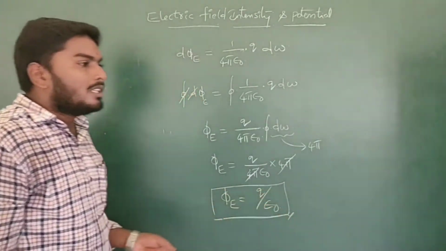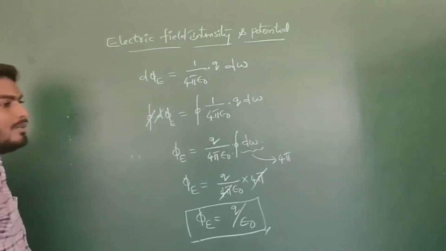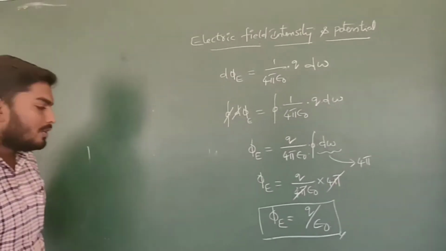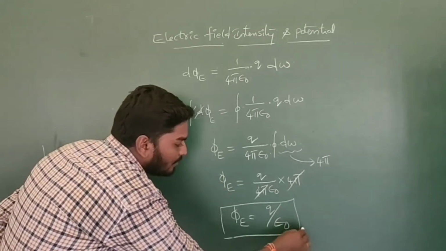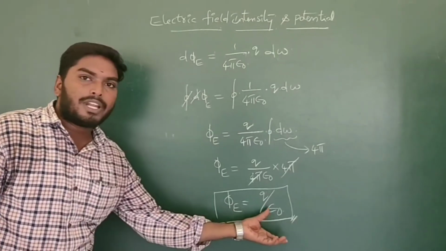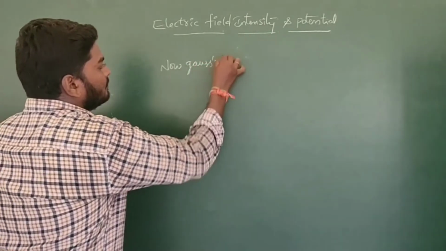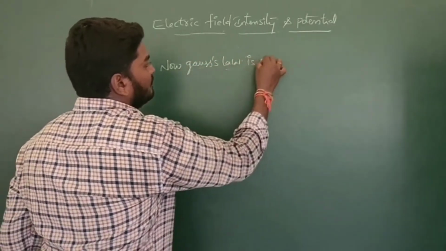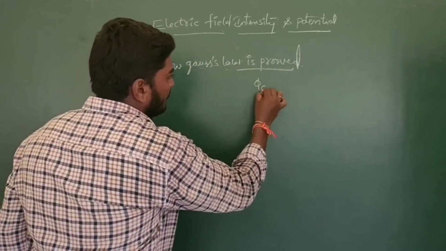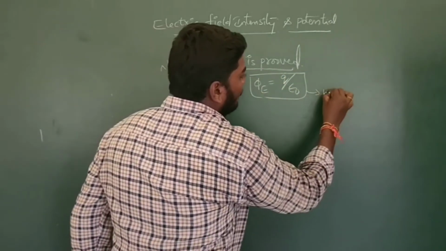Gauss law proof. The total normal flux over a closed surface of an electric field equals 1 by epsilon naught times the total charge q enclosed within the surface. This establishes Gauss's statement. Gauss law is true, equal to q by epsilon naught, where q is within the surface.